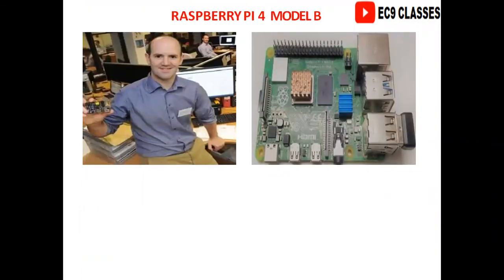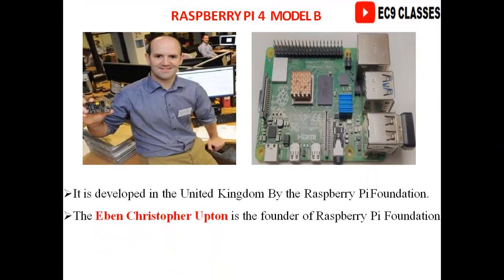Now here, this is the Raspberry Pi 4 Model B. First of all, it was developed in the UK by the Raspberry Pi Foundation, and Eben Upton is the founder of the Raspberry Pi Foundation. So he is the person, and this is the Raspberry Pi 4 model.